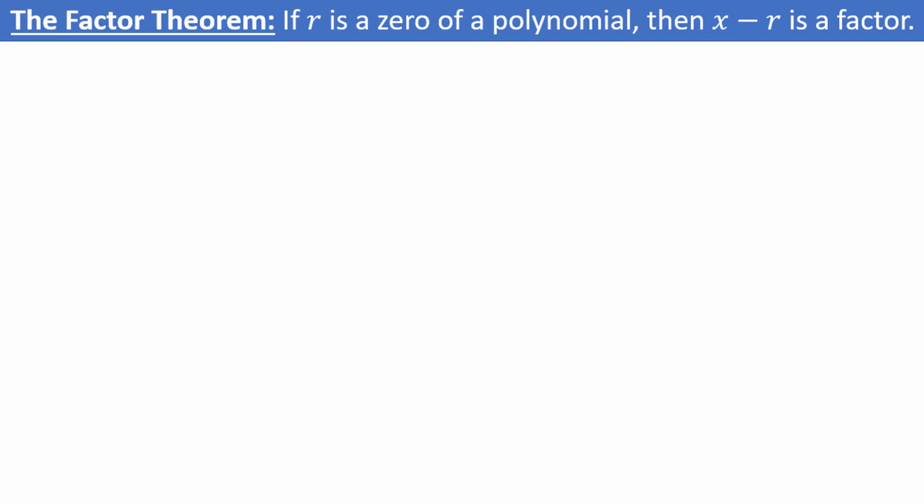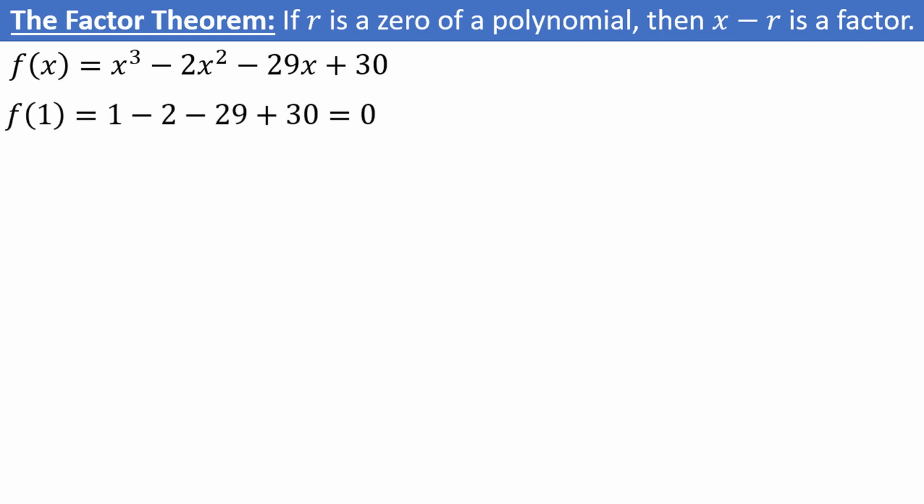For example, consider the polynomial f of x is equal to x to the third power minus 2x squared minus 29x plus 30. If I plug in 1, I get f of 1 is equal to 1 minus 2 minus 29 plus 30. 1 minus 2 is negative 1, minus another 29 is negative 30, plus 30 is 0. That means x equals 1 is a 0 of this polynomial. By the factor theorem, that means I know that x minus 1 is a factor, and therefore can be factored out. How specifically do we factor out x minus 1?